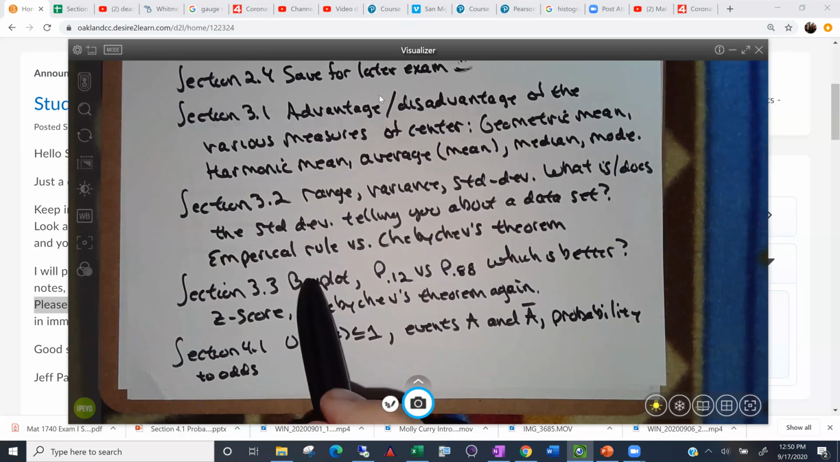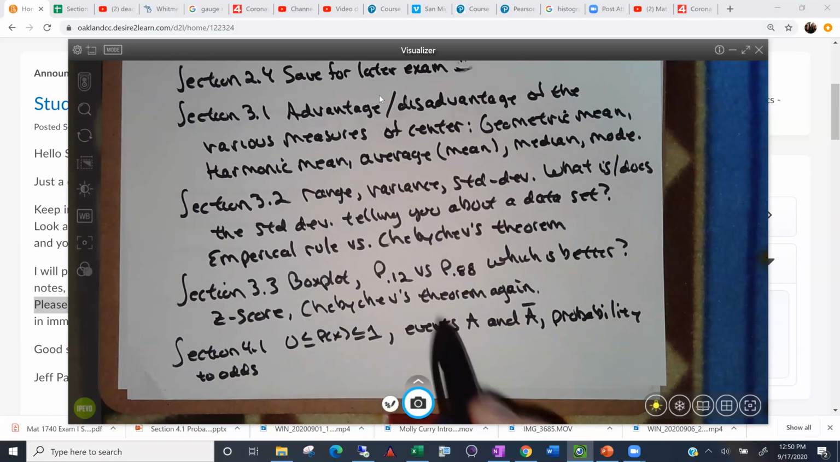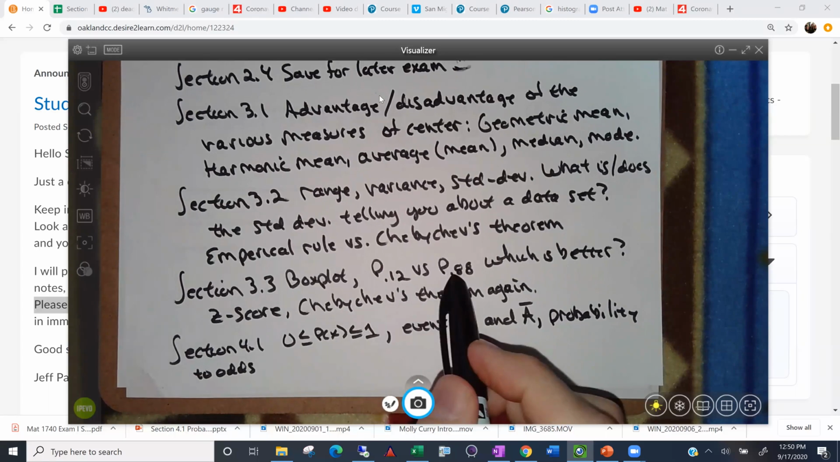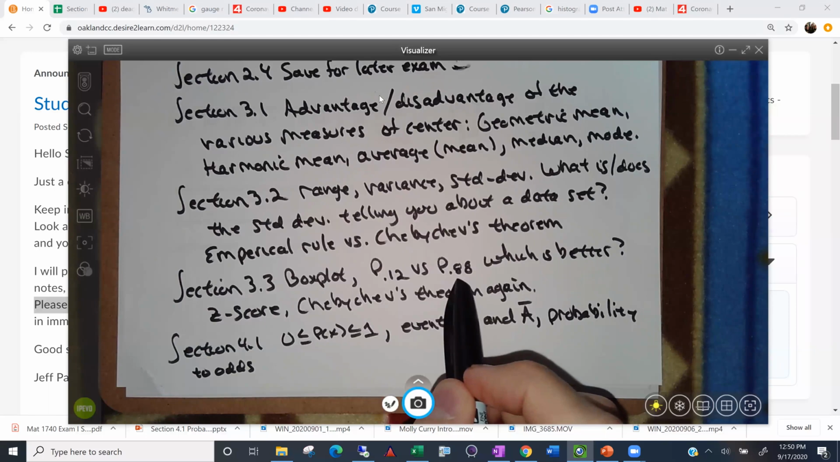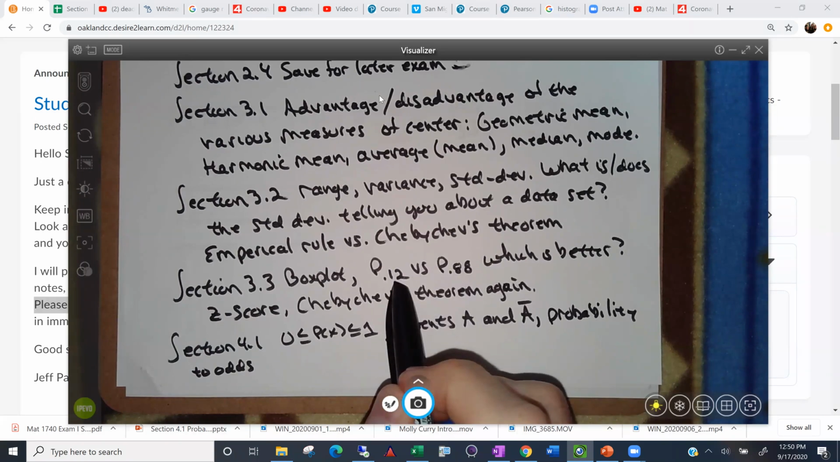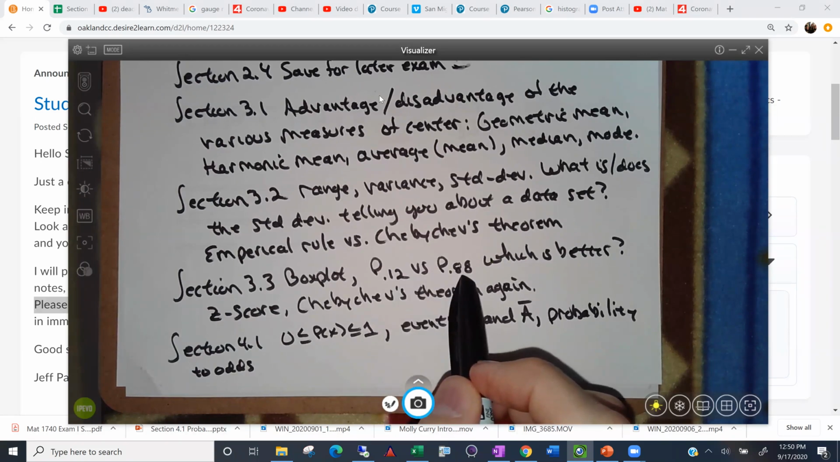Beyond measures of standard deviation, we started looking at how things rank relative to the data. So we looked at percentiles and quartiles. You should know the difference between P12 and P88. If you were getting your results back from the GRE, do you want to be in the 12th percentile or the 88th percentile? You should know that.